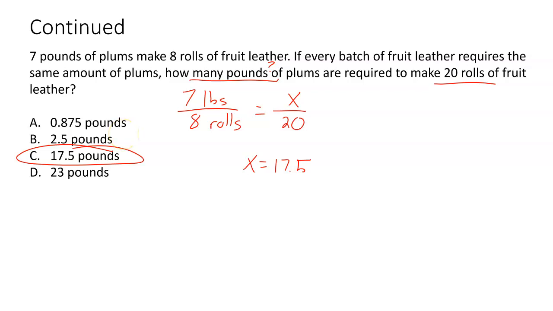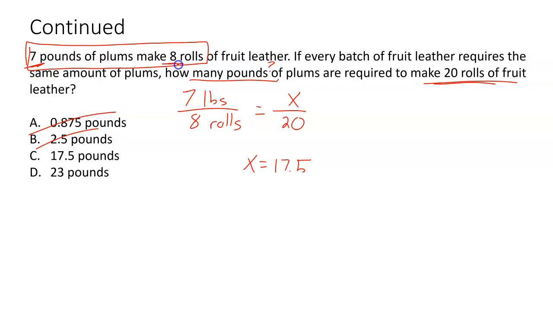Because with the answer options that are given, we can use some inspection to eliminate ones that don't make sense and then narrow down what's going to make the most sense. So, looking at just this, 7 pounds of plums makes 8 rolls of fruit leather. And I want to know how many pounds to make 20 rolls of fruit leather. Which of these two answer options can I eliminate right off the bat? A and B. Why? Because it's below the amount of pounds. Yeah, and we're making more than 8 rolls, so we would have to have more pounds of plums, right?